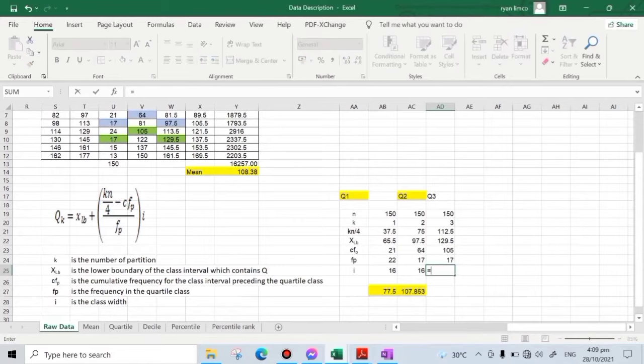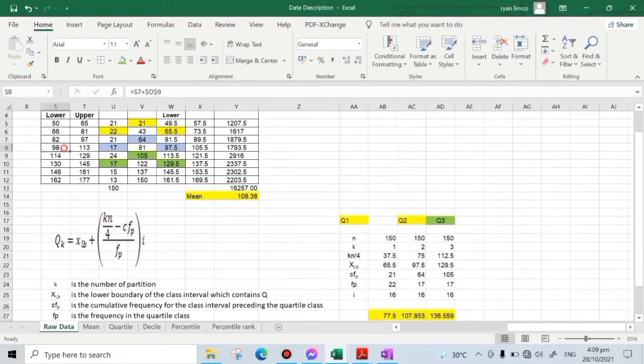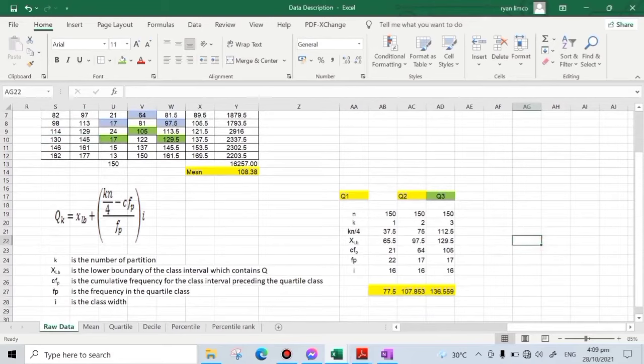And this is equal to 116. Now, computing for the third quartile, let's drag this. So, it's 136. If we look at our second quartile, we have 107.85. The 107.85 is included in the limit of 98 to 130, while the 136.56 is found in this interval. So, it's correct.